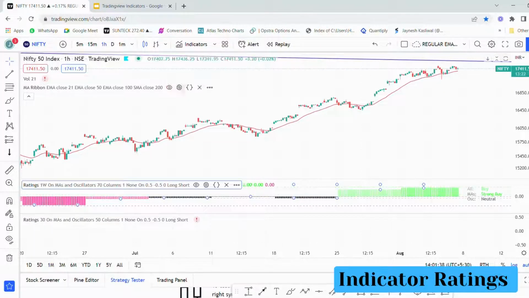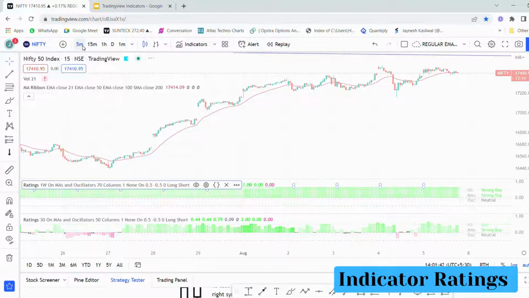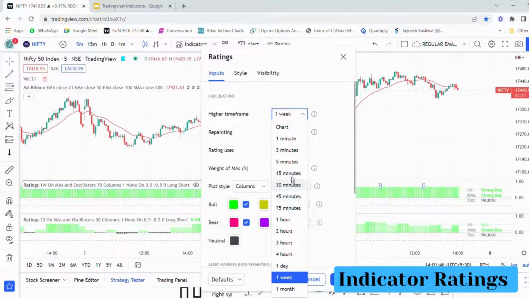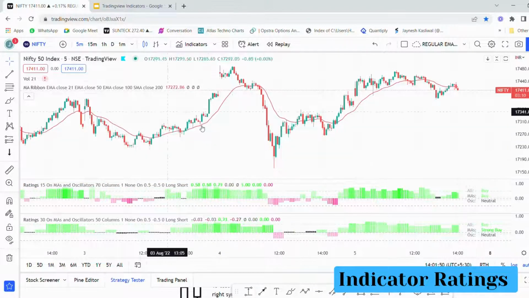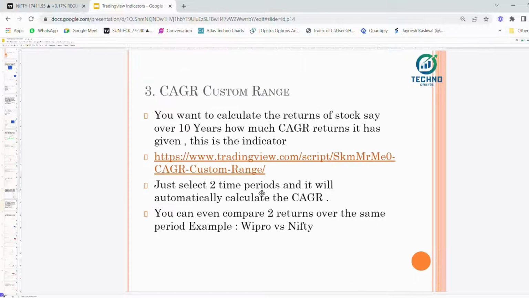So you will see if I use a 5 minute time period and change it, I will select 15-minute here. Here you see the settings have been changed accordingly. It is now giving more importance to the moving averages that are present, right? So this was about the second indicator that we talked about.